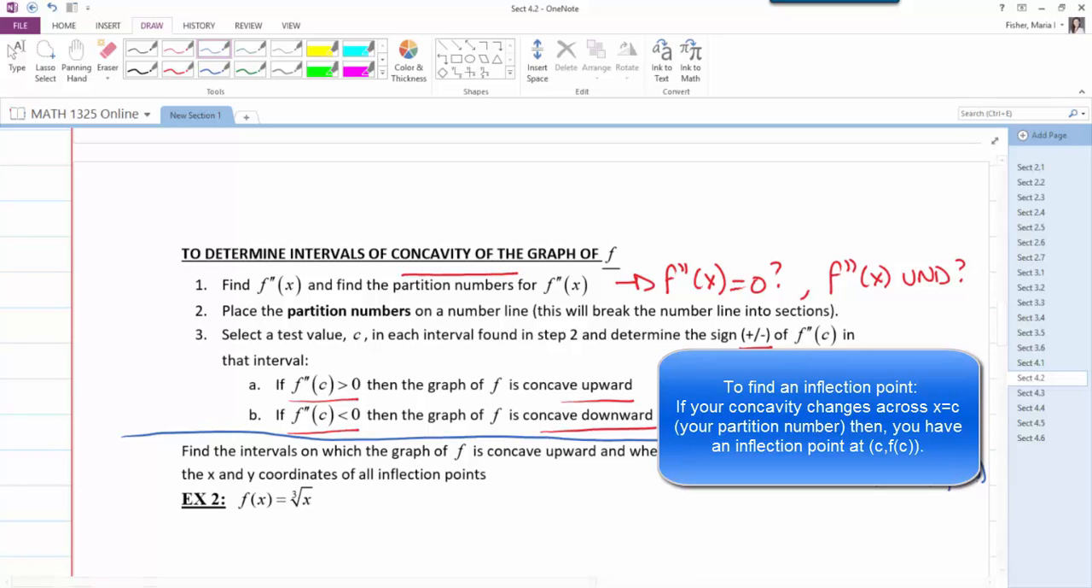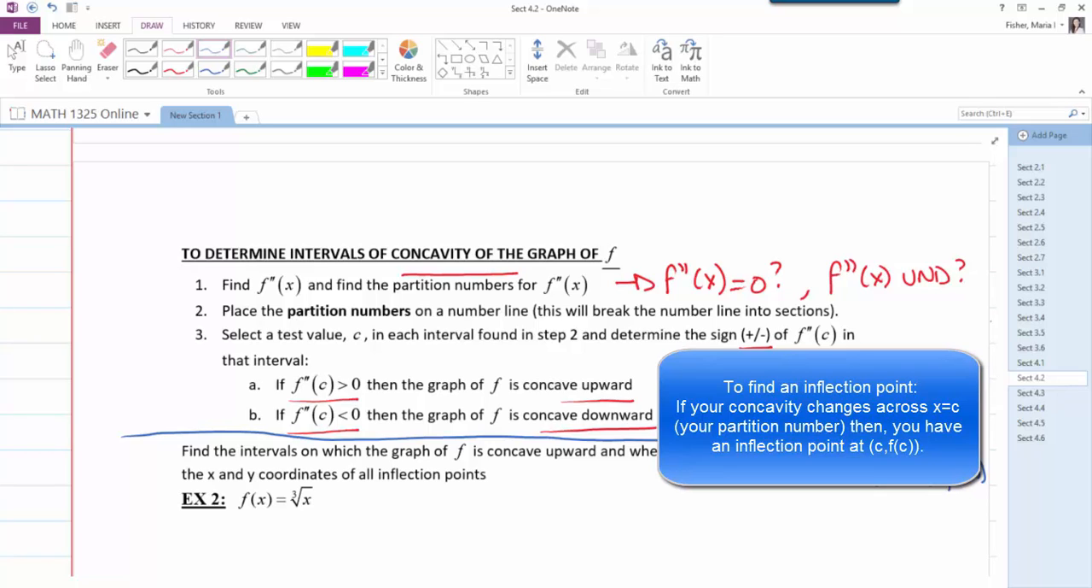So if your concavity changes across one of your partition numbers, then that's going to be an inflection point as long as that number is actually part of the domain of the function. If your concavity changes but the number was not part of the domain, it's not a continuous function, so there's a vertical asymptote there, then it's not considered an inflection point.